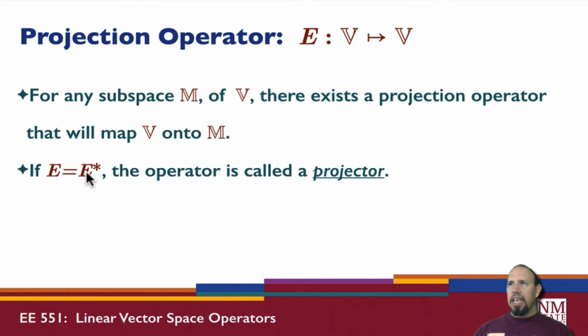If E is self-adjoint, that is, it is its own adjoint, that's what this means: E is equal to E adjoint. That means E is what is called self-adjoint. So if a projection is self-adjoint, it is called a projector. And working with projectors is a very powerful tool.